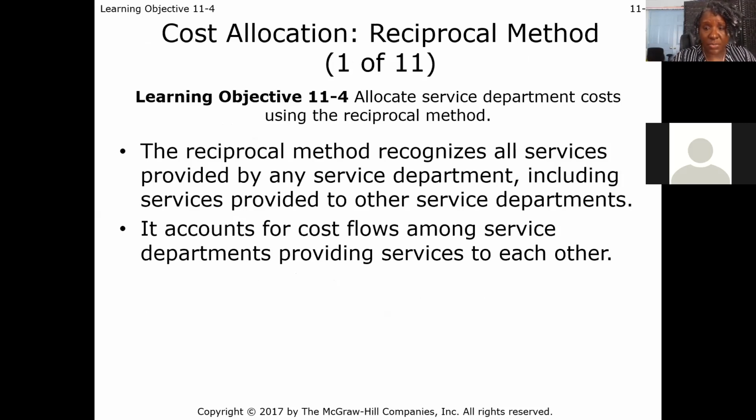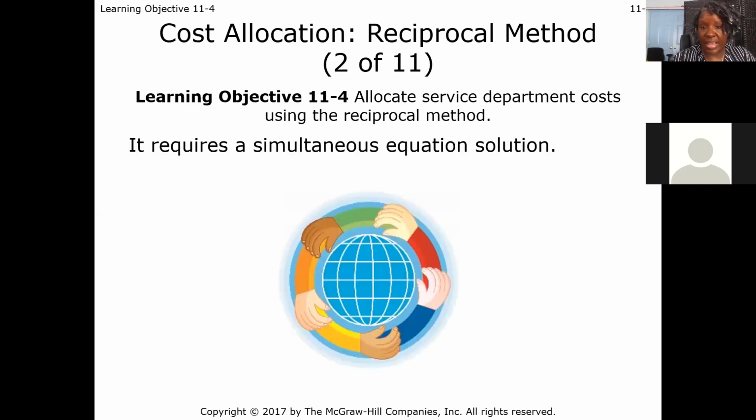The reciprocal method, recognizing services by a department, including those in other departments, is going to be talking about the flow of services from one service to the other. And again, we just want to allocate costs in the most efficient way possible.